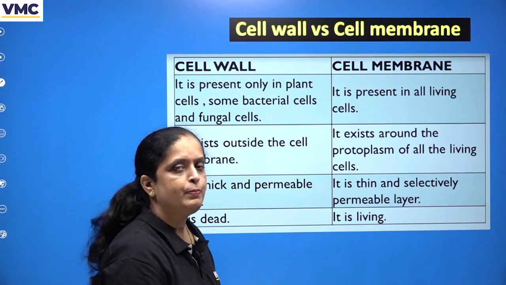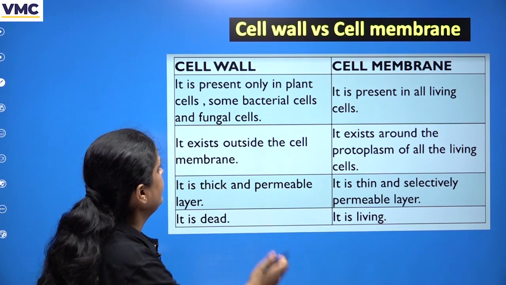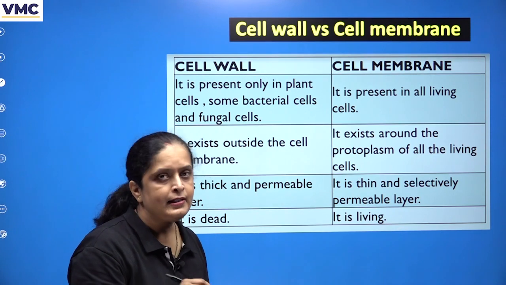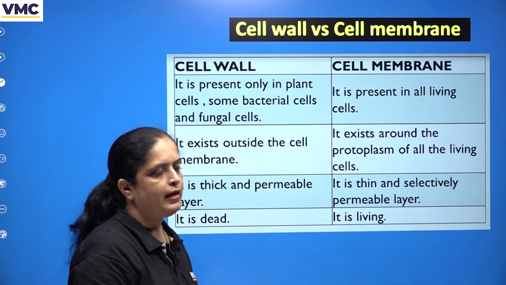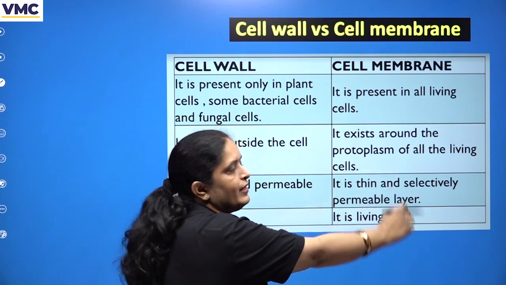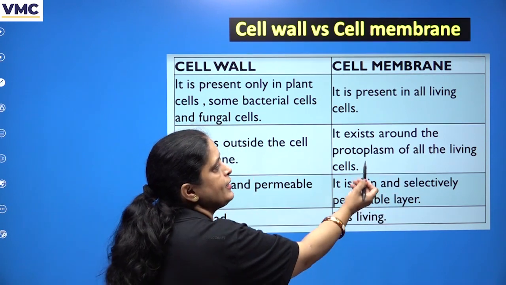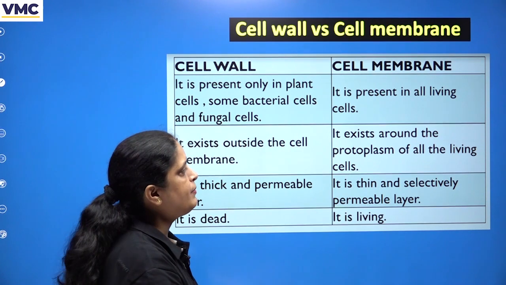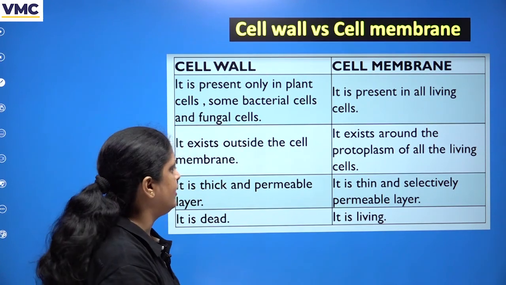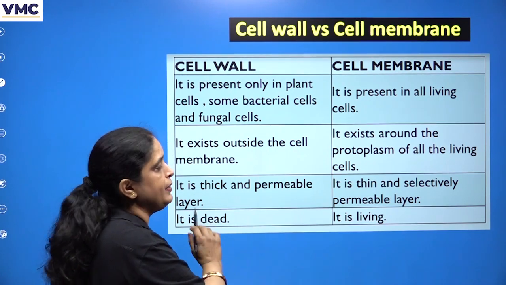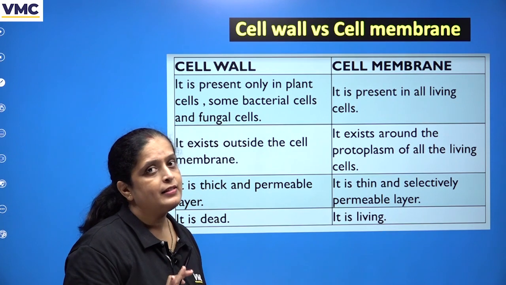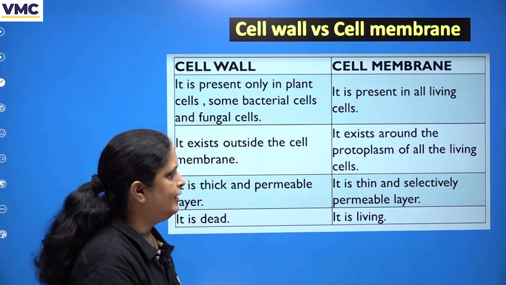Cell membrane is present in every living cell. It exists outside the cell membrane. अंदर क्या है? Cell membrane, और cell membrane के बाहर है cell wall. It exists around the protoplasm of the living cells. ये अभी आपको और विस्तार में मैं समझाऊंगी, पर आप ये समझिए कि वो बेसिक आउटलाइनिंग है किसी भी सेल का. It is thick and permeable layer, यानी सेल वॉल थिक है पर सभी चीजों को अंदर आने देता है.